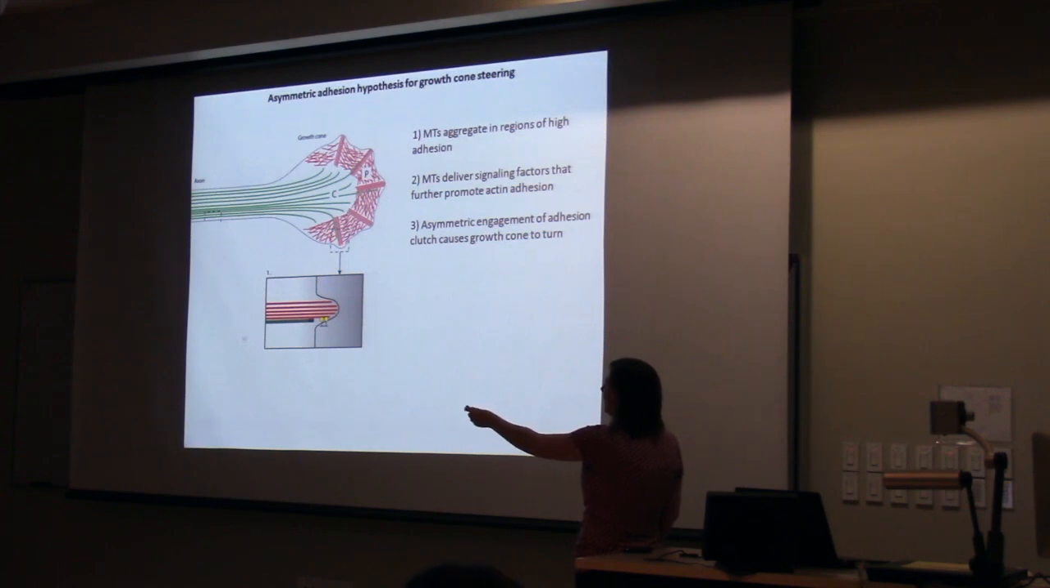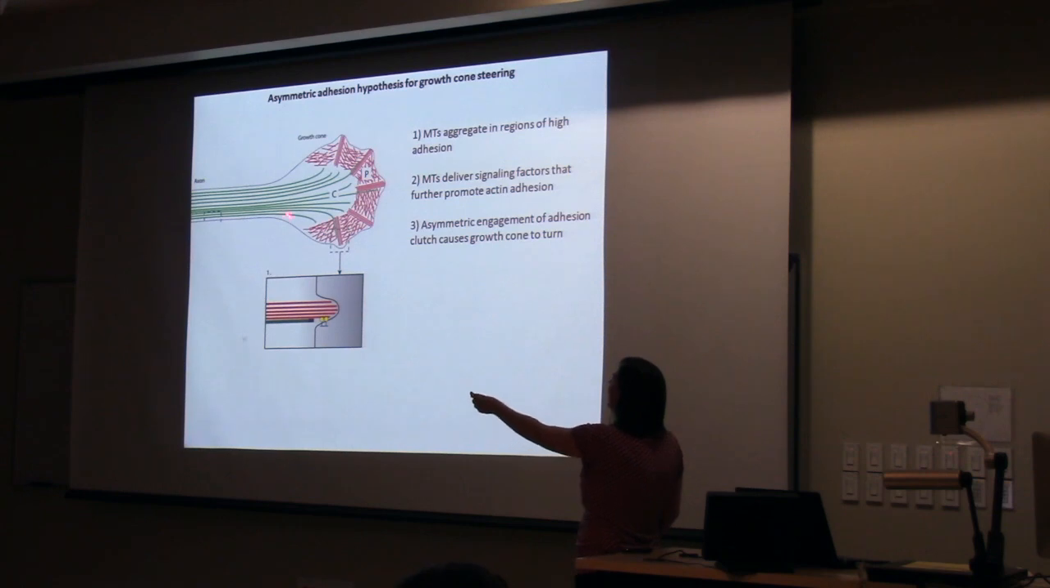As they do that, with more microtubules there, materials can be delivered along those tracks, delivering signaling factors that would actually further promote the adhesion. We think that there may actually be a positive feedback where adhesion in one region causes microtubules to aggregate. Aggregating microtubules cause the actin network to adhere more strongly, which in turn causes more microtubules to aggregate to this region.